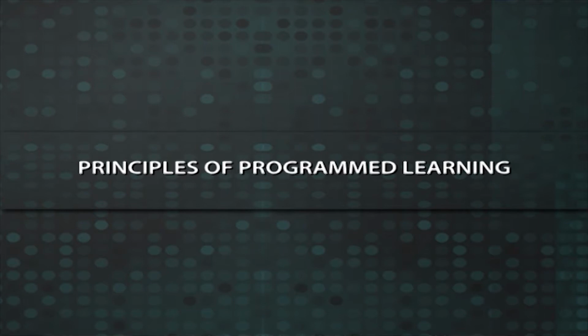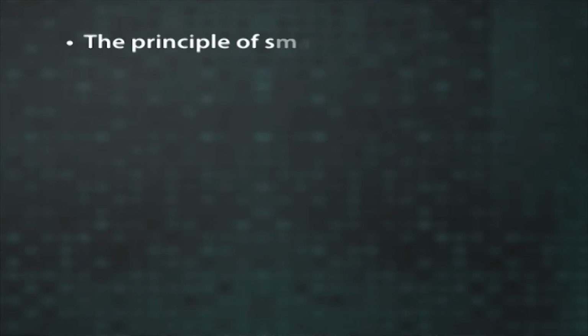Principles of program learning. A good program learning strategy is designed according to a set of fundamental principles. They are the principle of smaller steps. We have already seen that in program learning, the learning material is presented to students in smaller units which are arranged in a progressive sequence.